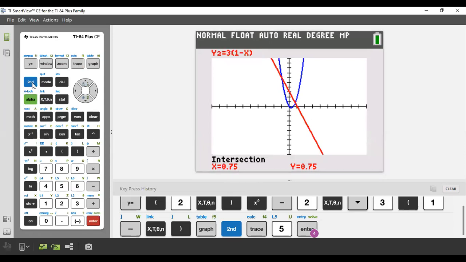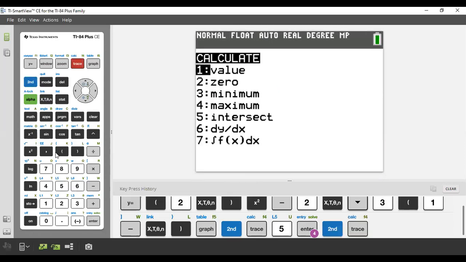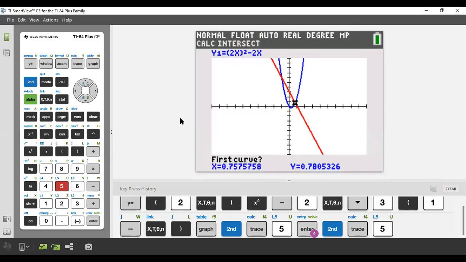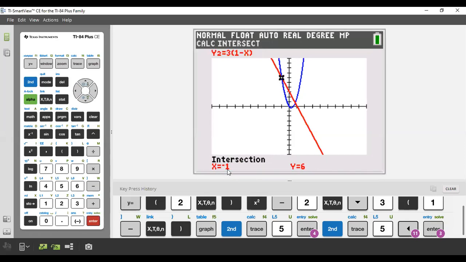Let's do it again to find the other intersection. Second, trace, 5. Now we want this intersection over here, so I'm going to arrow over to it and press enter 3 times: 1, 2, 3. All right, so the other intersection occurs at negative 1.